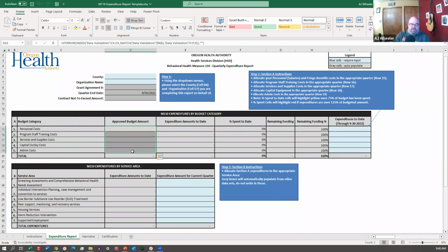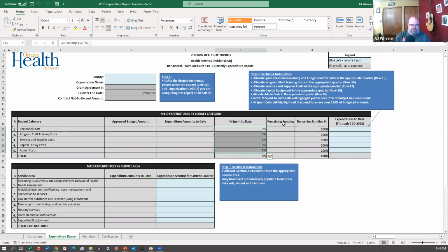They're showing what a budget to actual looks like. Here's the budget amount. Here's how much you've spent to date. It'll give you a percentage. It'll give you the remaining funding. It'll even give you a remaining funding percent. I think this should be done more often.